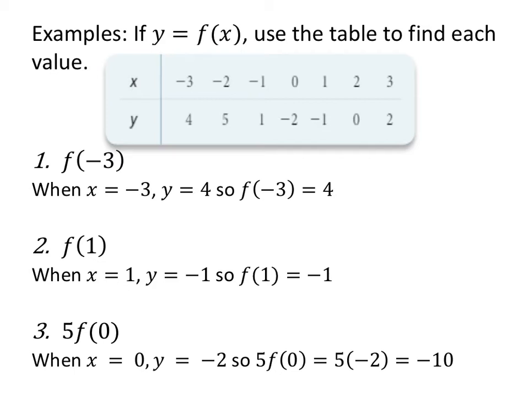Let's make it more challenging. 5 times f of 0. Let's ignore this 5 for right now. When x is 0, my y value is negative 2. So 5 times f of 0 is 5 times negative 2, which gives me negative 10. This is multiplication, whereas f of 0 is evaluating a function. It's all in context. Make sure you understand the context of the problem in order to appropriately answer it.